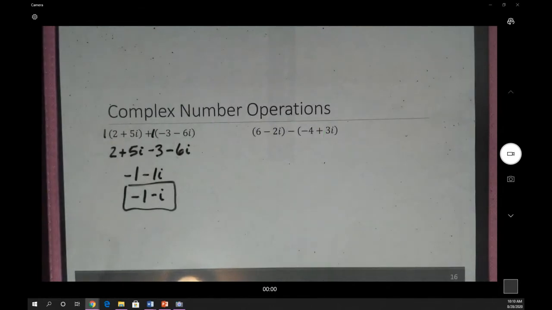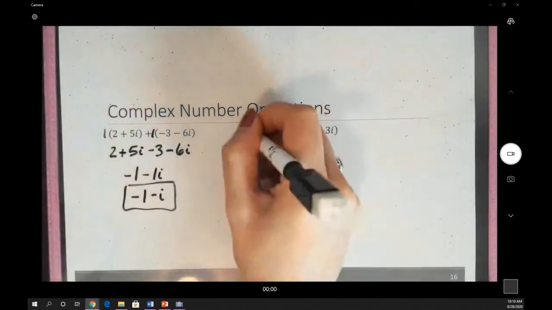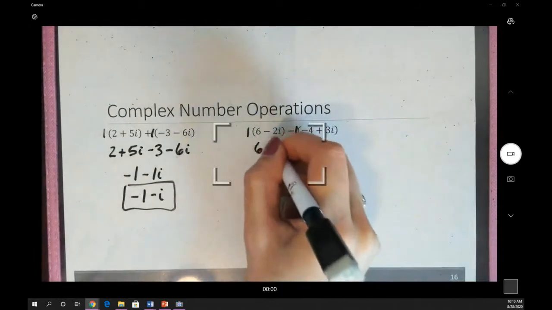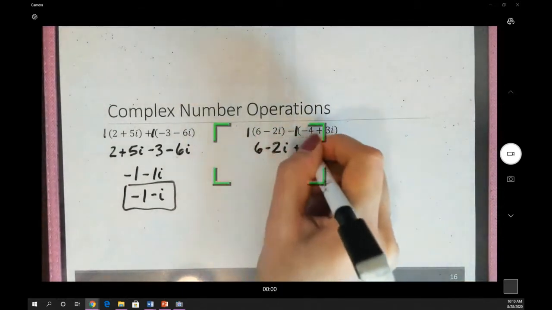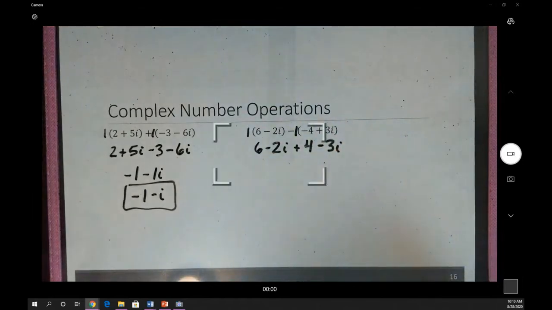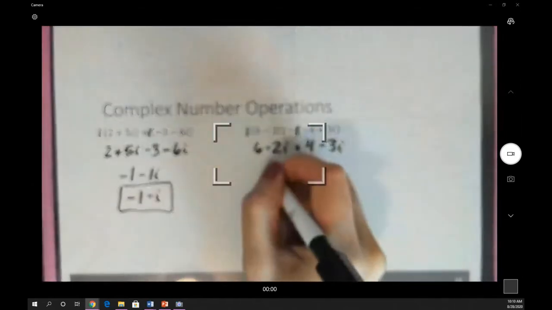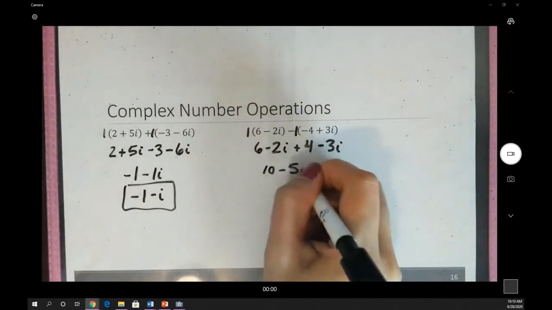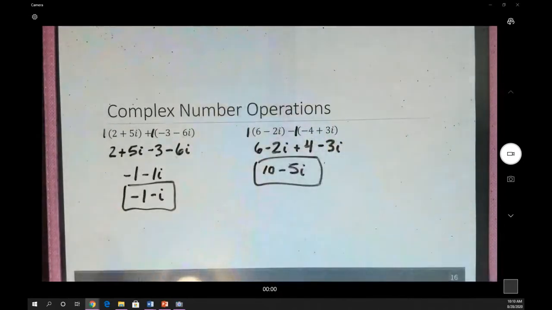Next up we have 6 plus 2i minus -4 plus 3i. If I put my invisible ones out front and distribute them through, we have 6 minus 2i plus 4 minus 3i. I combine my like terms. 6 plus 4 is 10. -2i minus 3i is a -5i. So we get 10 minus 5i.